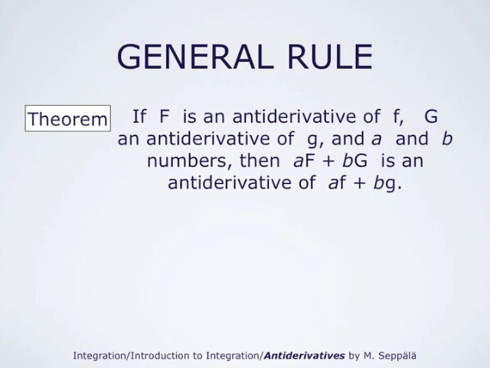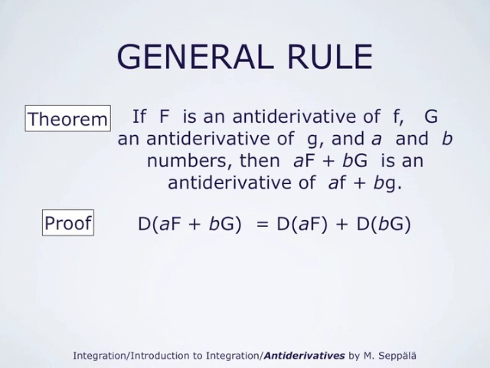More generally, if capital F is an antiderivative of a function small f, capital G that of small g, and a and b are numbers, then the function a times capital F plus b times capital G is an antiderivative of the function a times f plus b times g. And this is an immediate consequence of a formula for differentiation.